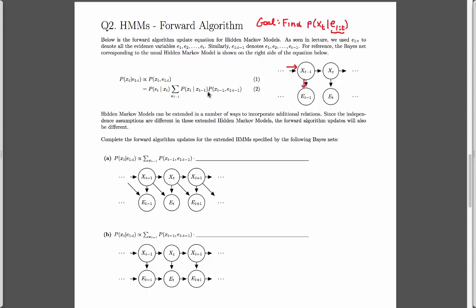So what we do is we start with the belief at the previous time step, and then multiply that by the transition. So this is the belief actually at t minus 1. This is the transition distribution.